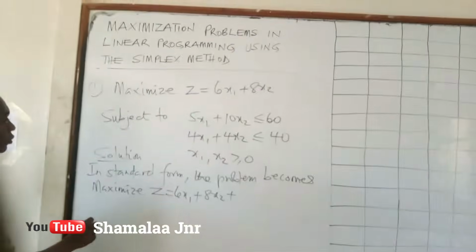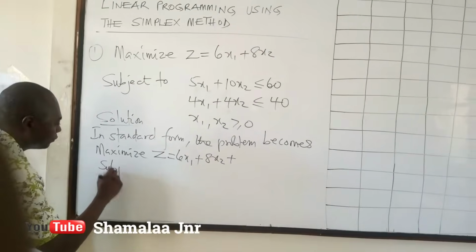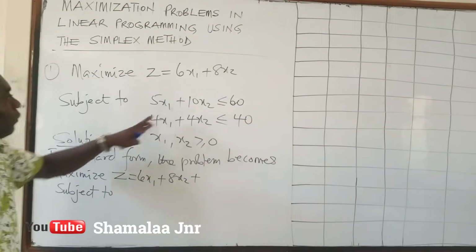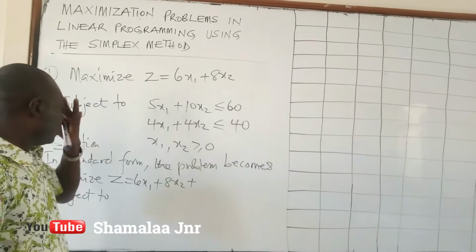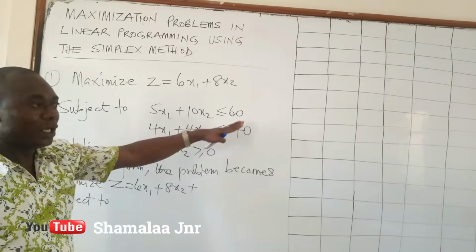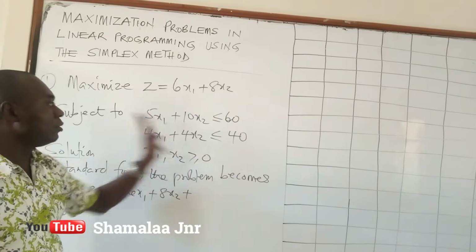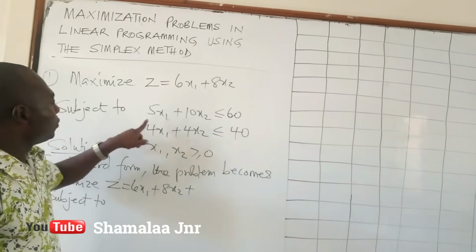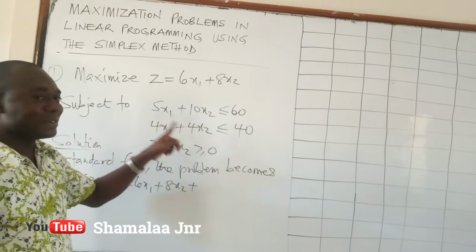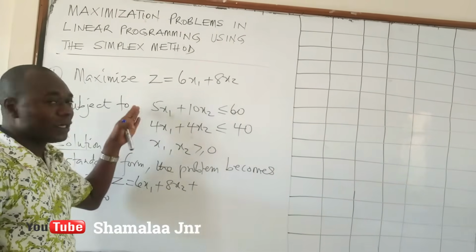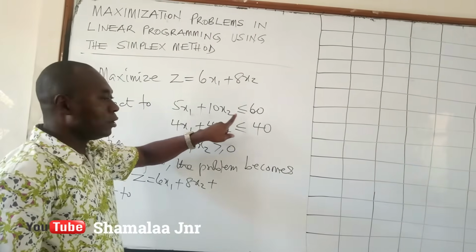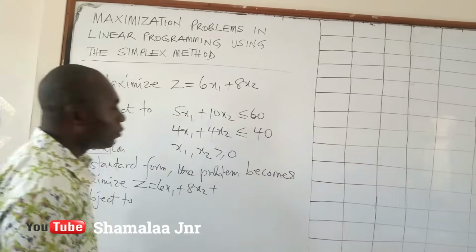Let's concentrate on the constraints first. Subject to. Now, when you have a less than or equal to constraint, you want to transform it into an equality constraint. In standard form, all the constraints should be equality constraints. So here you have a less than or equal to constraint, so we are going to add what we call a slack variable to the left hand side. As soon as we do that, it will transform this inequality constraint into an equality constraint.